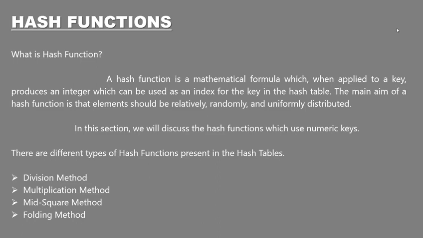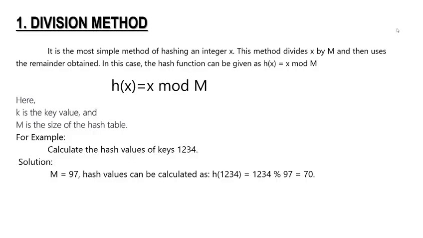Coming to that, there are different types of hash functions present in hash tables. The first one is the division method. It is the simplest method of hashing an integer x. This method divides x by m and then uses the remainder obtained. In this case, the hash function can be given as h(x) = x mod m, where x is the key value and m is the size of the hash table.